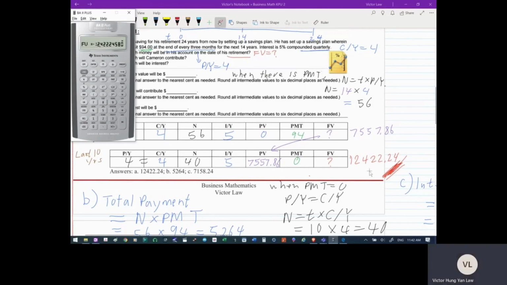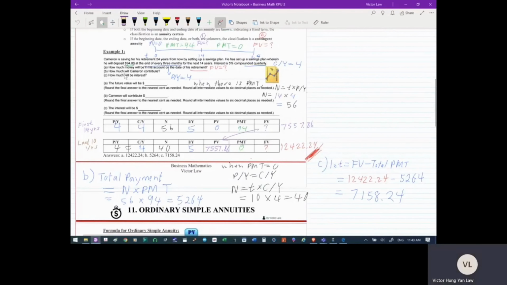And that's part A. Part B, we're looking for how much will Cameron contribute. So we're looking for how much money Cameron actually deposited. So we're looking for the total payments. And the total payment is basically N times PMT. So the total deposit that Cameron made was 56 deposits, and each deposit is $94. So we multiply these two numbers together, N times PMT, and that's how we get $5,264.